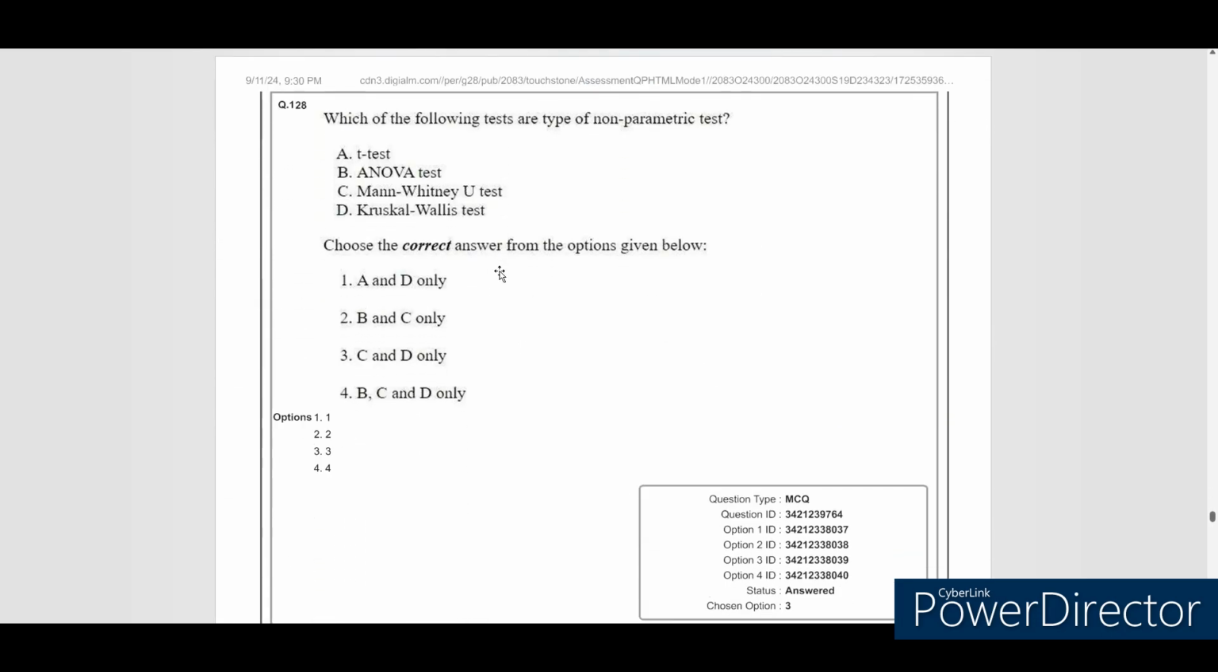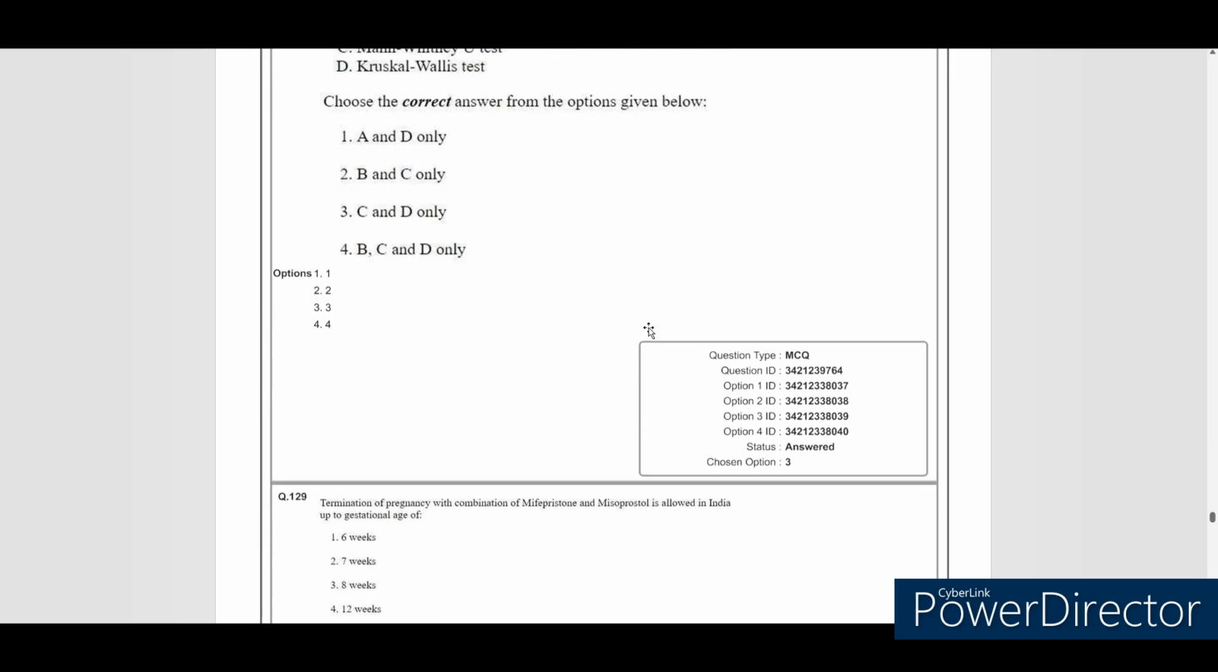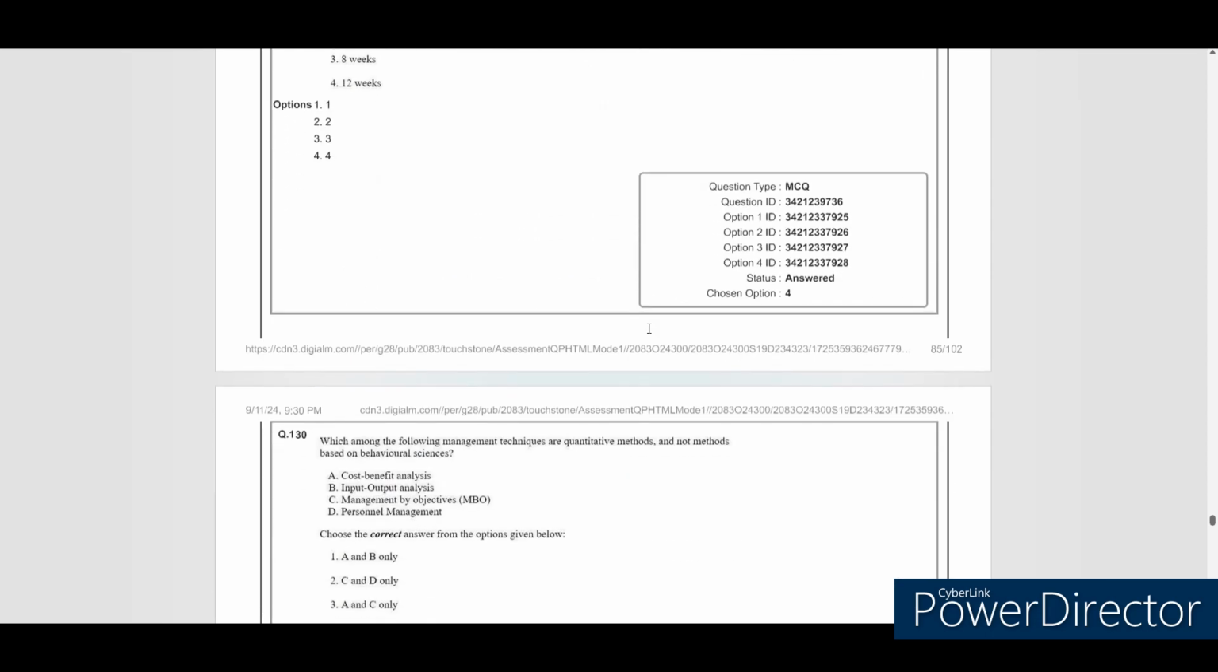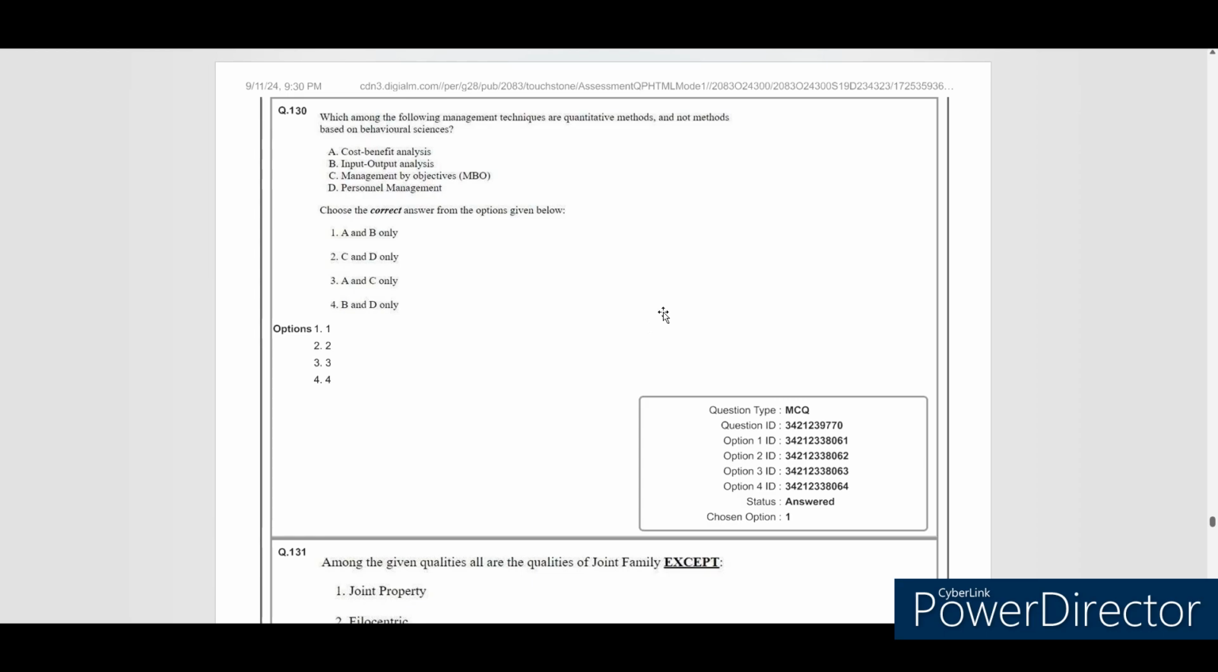And now question number 128, which is: which of the following tests are types of non-parametric test? I know that t-test and ANOVA test are parametric. So the correct options should be C and D. So the answer should be option 3. Question number 129, I will skip for the time being in the first attempt. Question number 130 is very easy because which of the following are quantitative methods? So it is cost benefit and input output analysis.